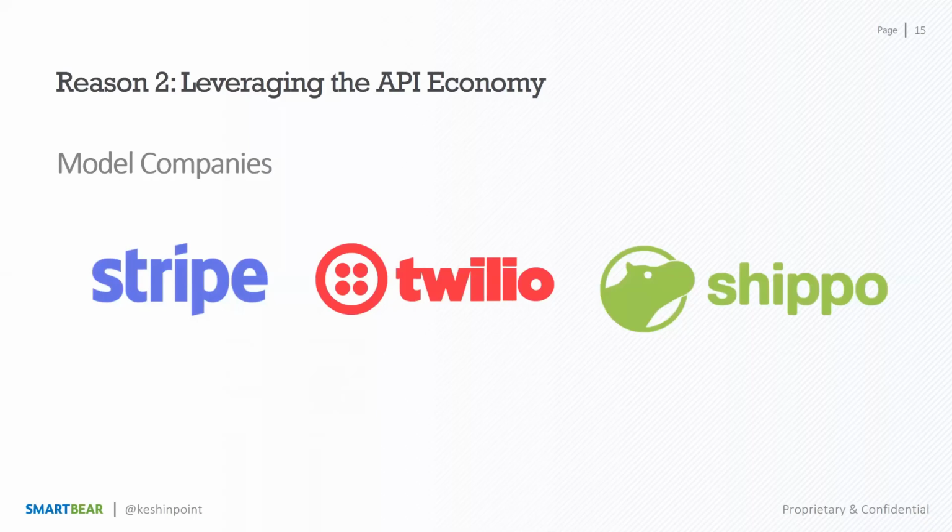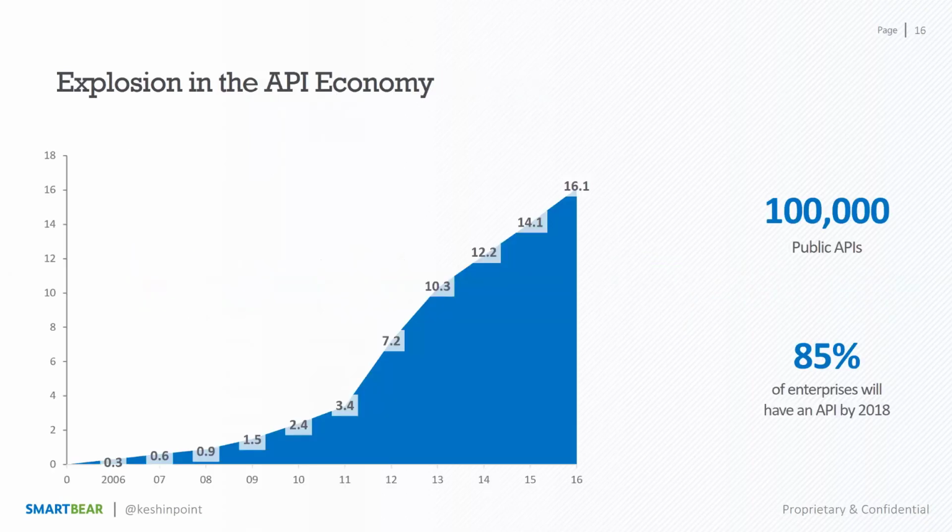So APIs are actually driving strategic goals. For example, companies like Twilio, Shippo, Stripe, they all release a lot of their services as APIs, and they have managed to become extremely successful. Some of which have billion-dollar valuations as well. And we're seeing this not just in a few companies, but a lot in the market in general. There are over 100,000 public APIs as of now, and 85% of all enterprises will have an API by 2018.